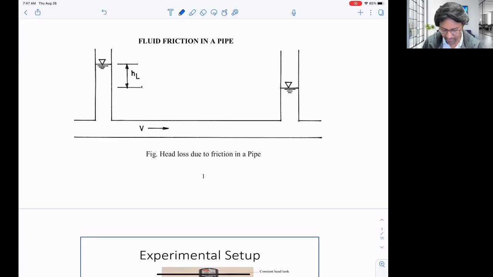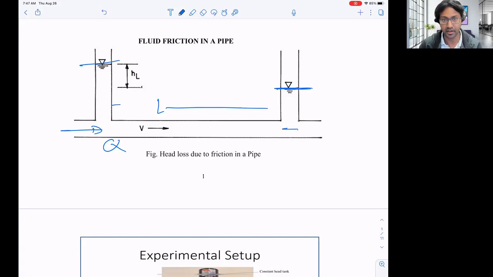If we have a long pipe flowing with a velocity v and a flow rate Q, what will happen if we insert a piezometer, as we saw before in Bernoulli's principle and even in the Venturi meter? If we insert another piezometer at a length L, we'll have another height here. These are the heads at those sections. These heads are not the same because we have a head difference, and that difference is called head loss.